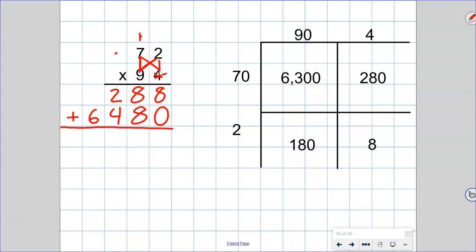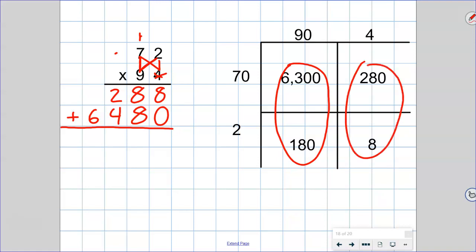And again, you guys can see the connection. These two numbers make 6,480. These two numbers make 288. So we're going to add them together now.